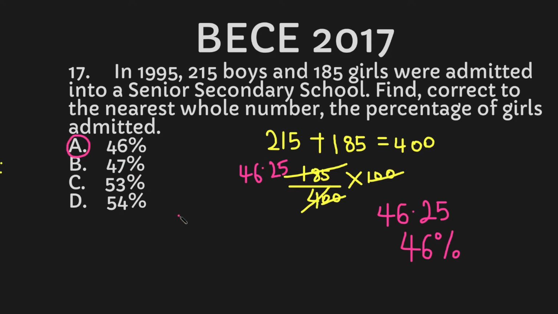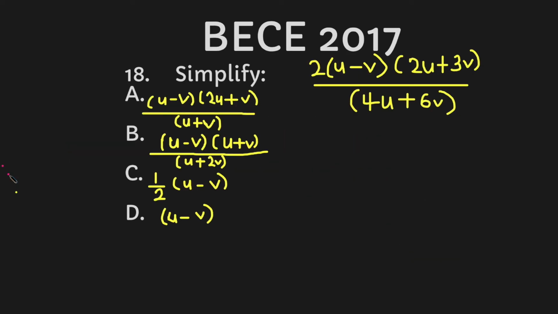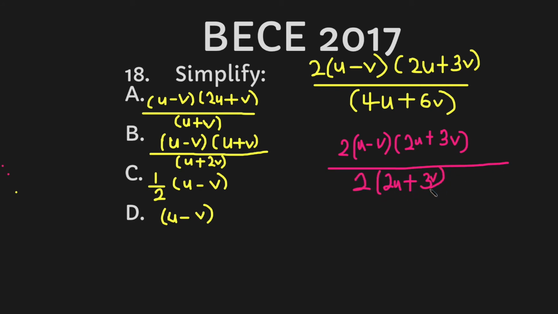Question 18, we have to simplify this. For 4u plus 6v, if we pull 2 out, because 2 is common to 4 and 6, we would get 2u plus 3v left in the bracket. Leaving us with u minus v as our final answer, which is D.